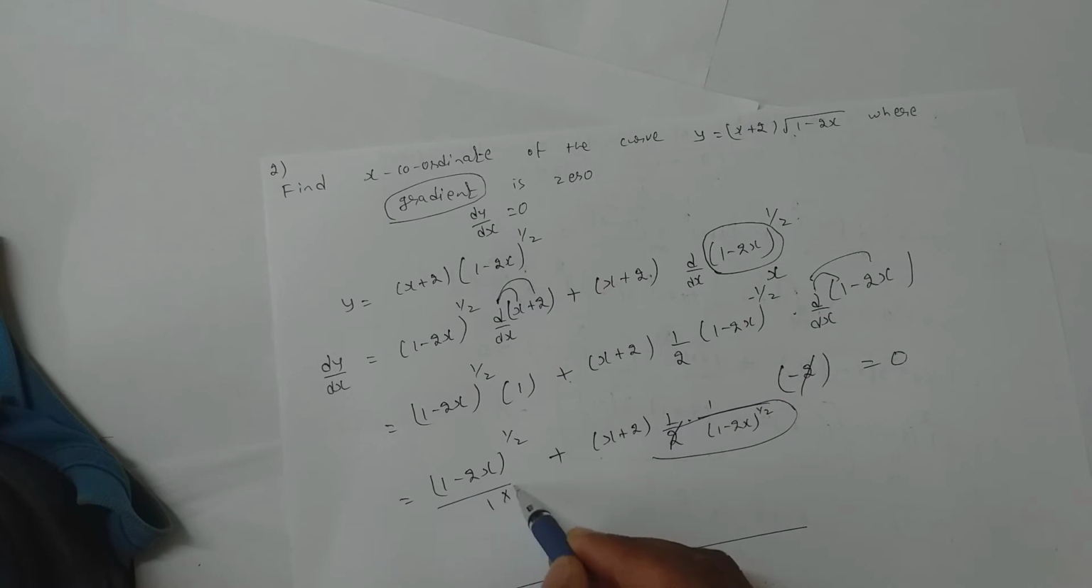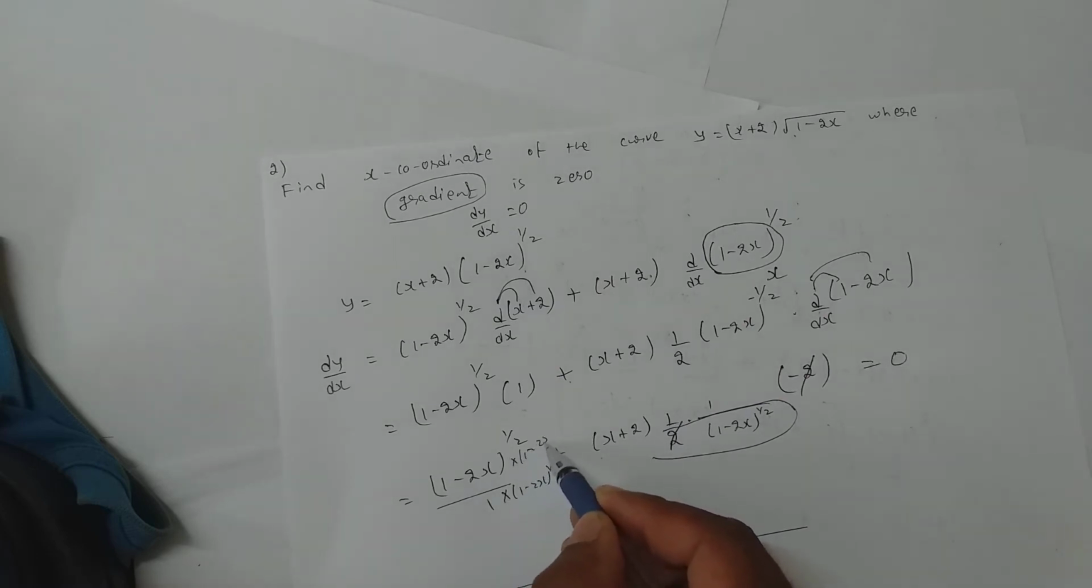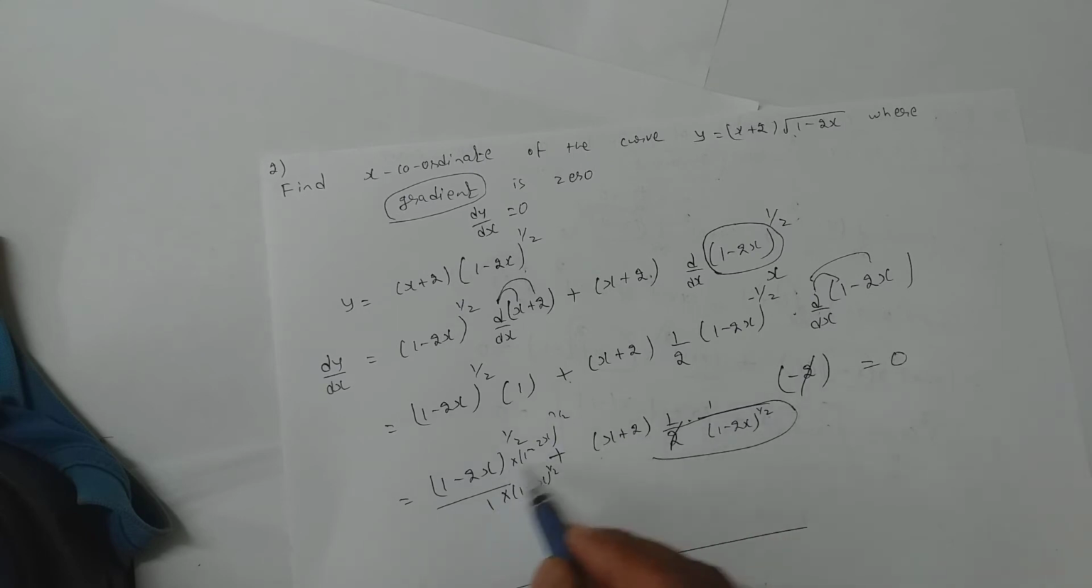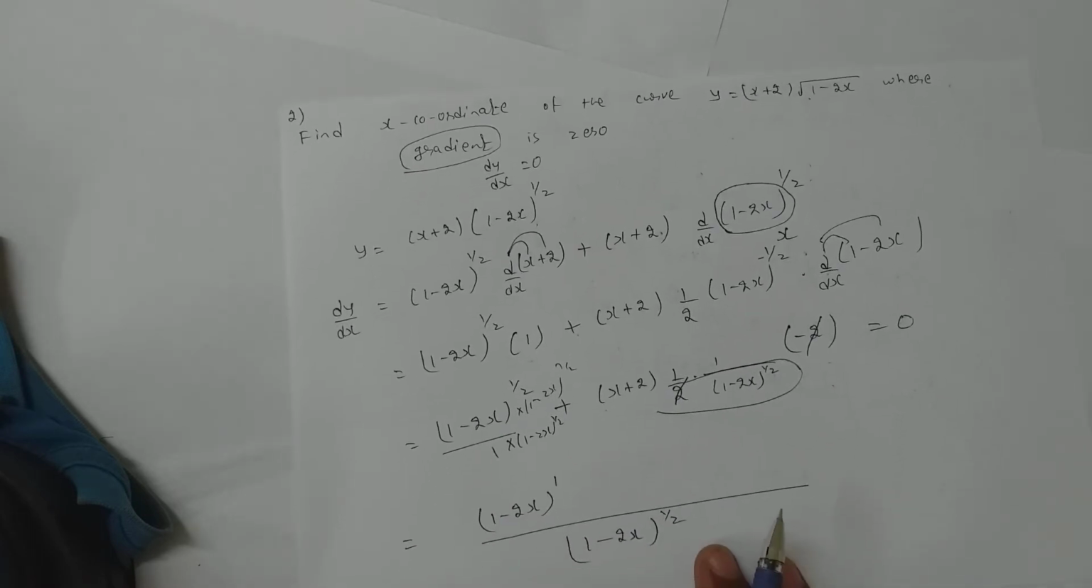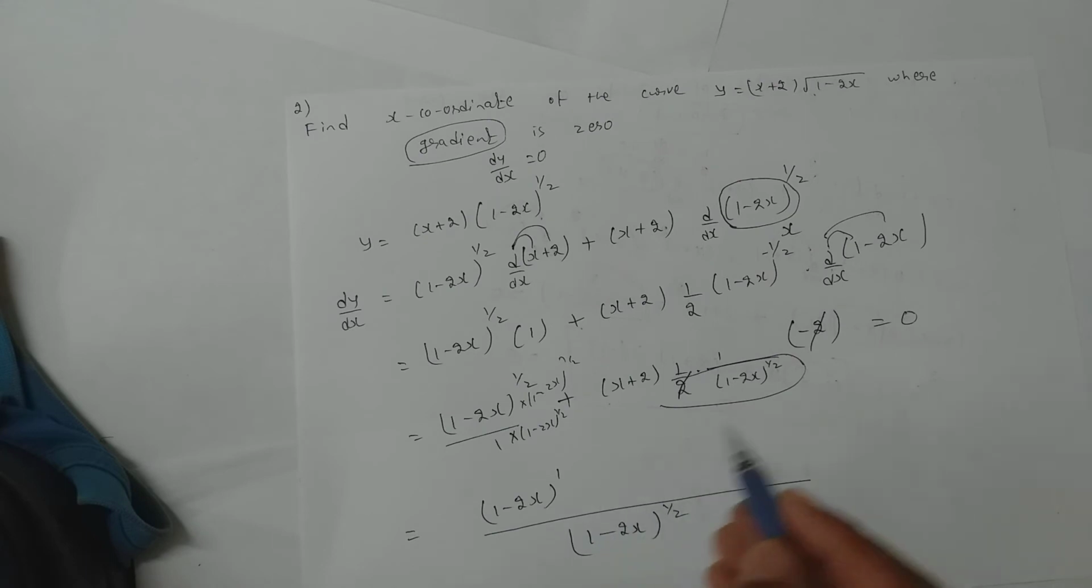So here, into (1 minus 2x) power half, into (1 minus 2x) power half. Both the bases are same, I add the powers, I get only 1. Did you understand? I took the LCM. Here I don't need to multiply. I have a minus sign, so minus x minus 2 equal to 0.